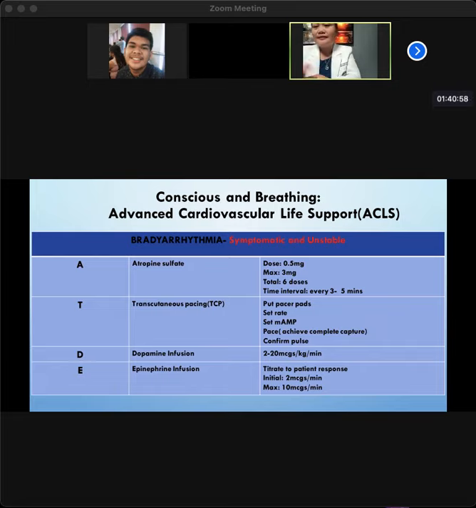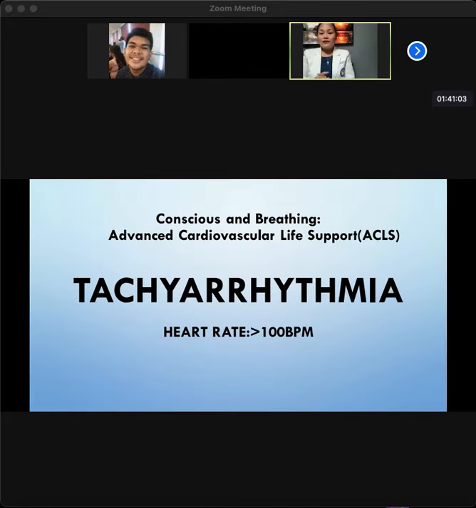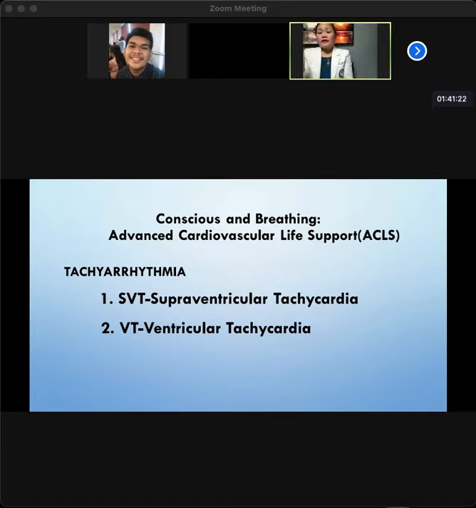Okay? Naintindihan? Okay. Now, let's go to tachyarrhythmia. So, tachyarrhythmia or tachycardia is observed if your heart rate is more than 100 beats per minute. Kasi diba, sabi natin, the normal heart rate is 60 to 100 beats per minute. Okay. So, tachyarrhythmia includes SVT, also known as supraventricular tachycardia, and VT, which is ventricular tachycardia.